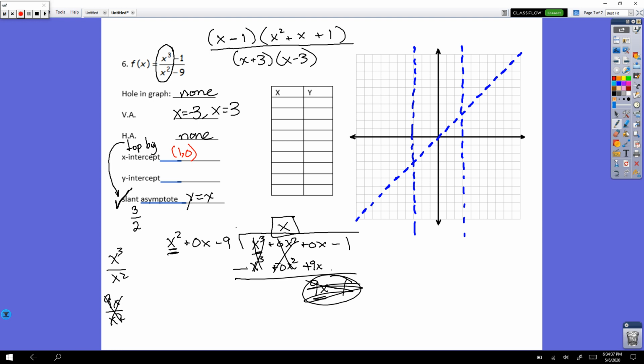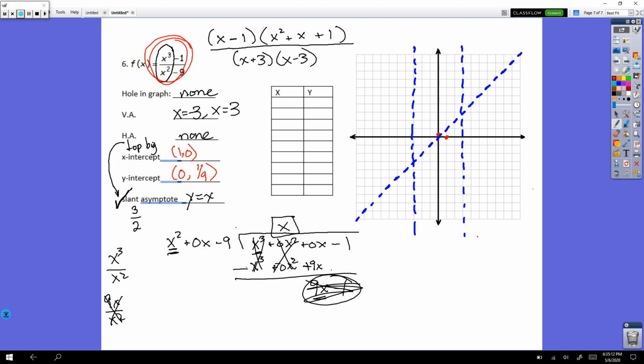Same thing with the y-intercept. I could plug in 0, which wouldn't be too bad if I looked at the original problem, right? I would just have -1 over -9, which would give me 0, 1/9. And thinking about the decimal conversion of that, 1/9 is the same as 0.11111111111 forever. Okay? So I can go ahead and put that dot. That's nice and easy. And I have the x-intercept 1, 0, which is here.